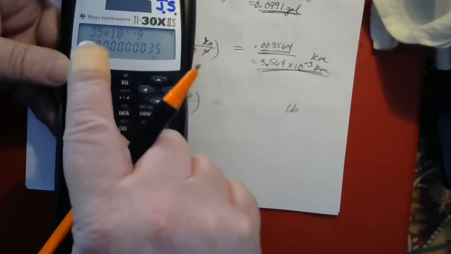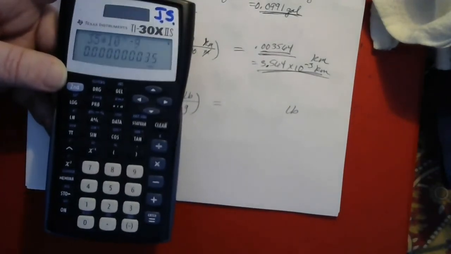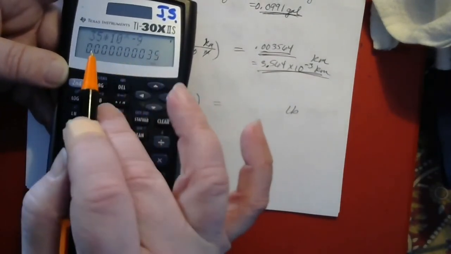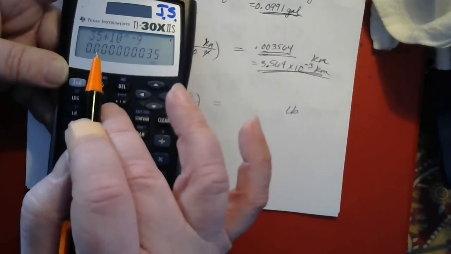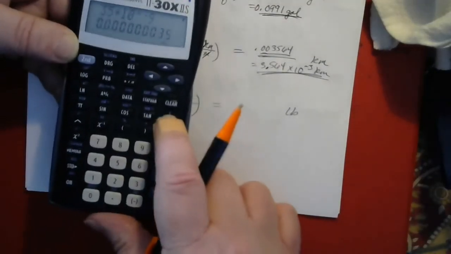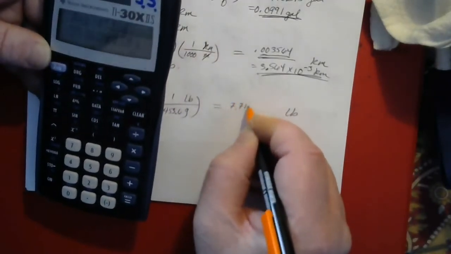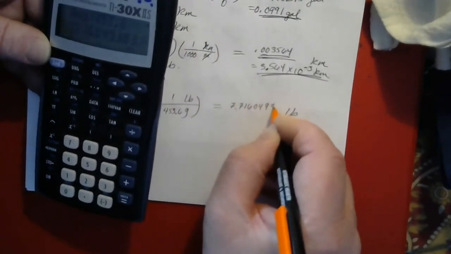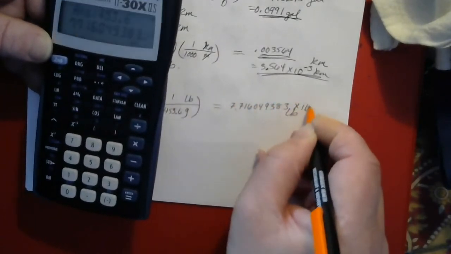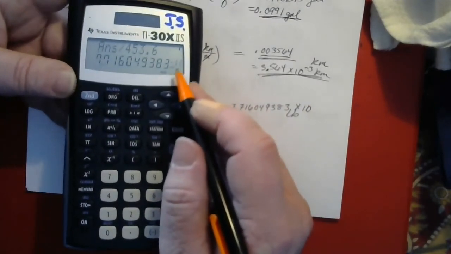And it should be really small because 35 times 10⁻⁹ is going to be 3.5 times 10⁻⁸. So there should be 7 zeros between the decimal point and the 3. So 1, 2, 3, 4, 5, 6, 7, right? And then we divide by 453.6. And we get this, 7.7160493383 times 10. And notice the times 10 to the -11 is sort of tucked away here at the end.